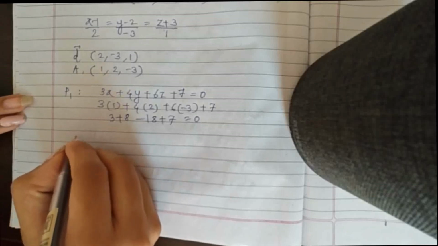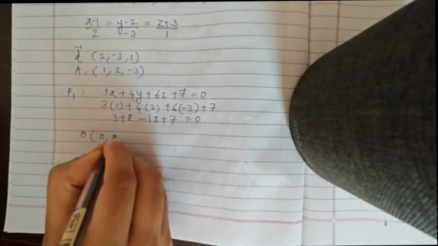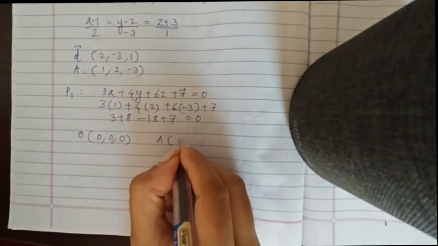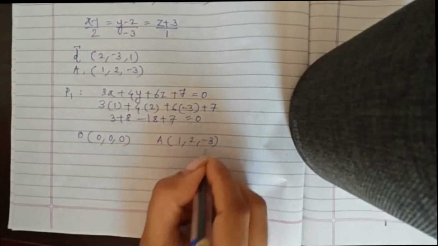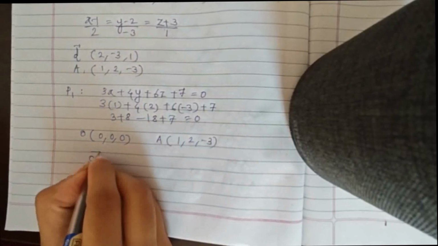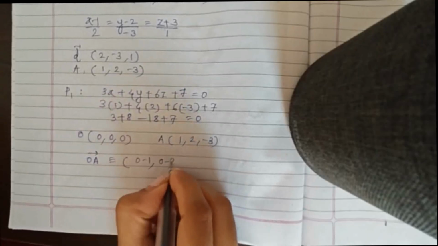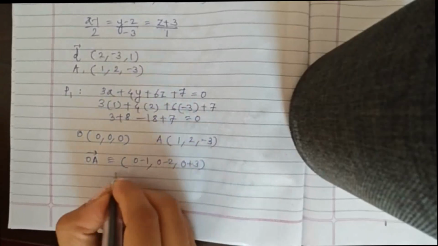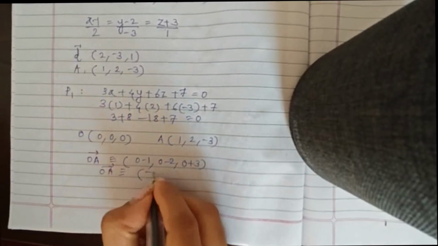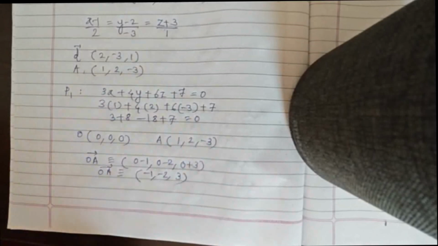It is given to us in the question that the new equation of the plane passes through the origin, which is (0, 0, 0), and we just verified that A also lies on the plane, (1, 2, −3). So we can form a vector joining the two points O and A, which is (0 − 1, 0 − 2, 0 + 3). The OA vector is (−1, −2, 3).